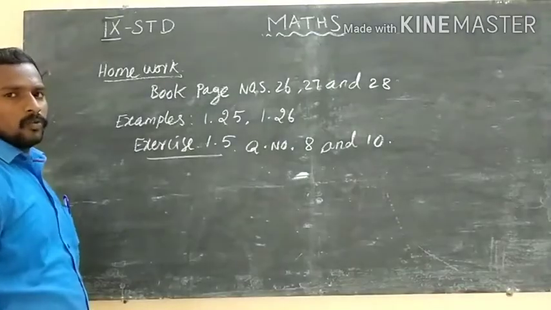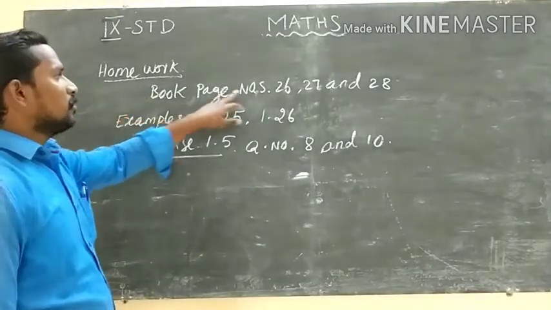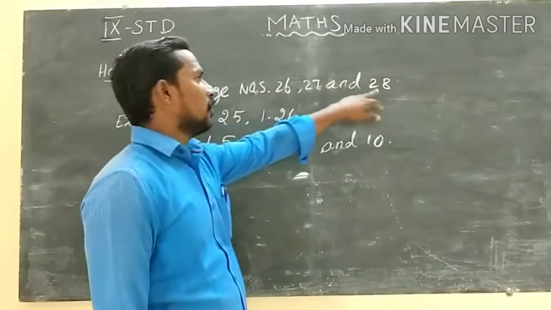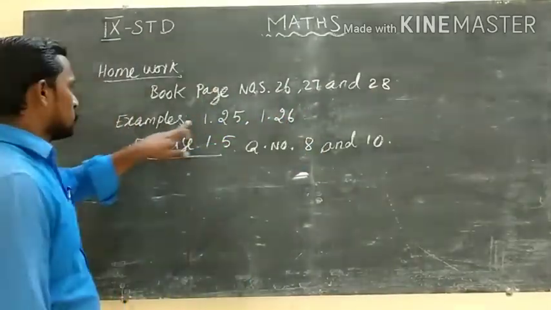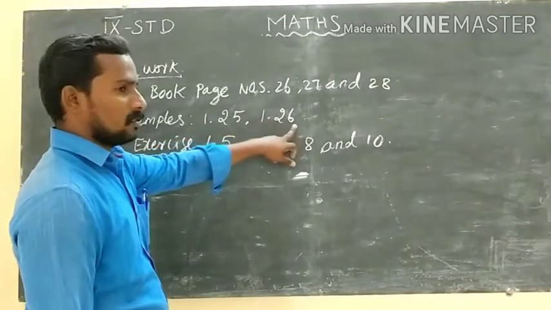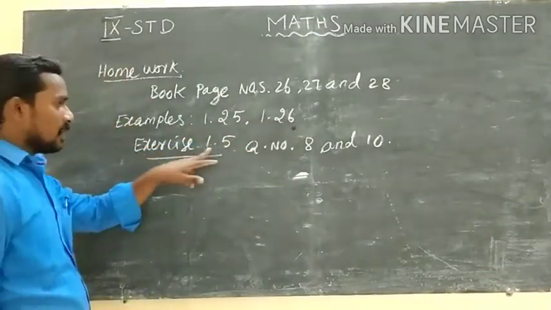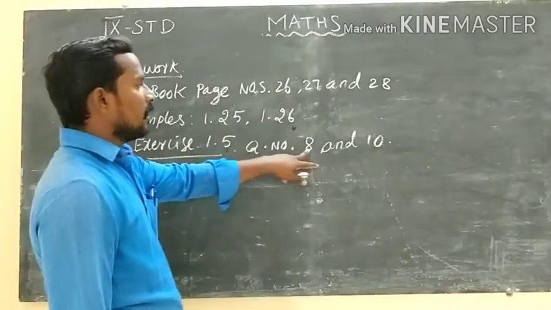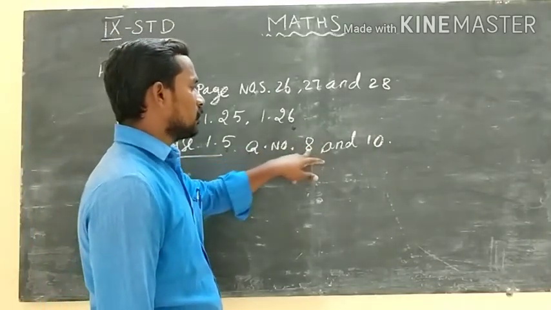Okay, dear students, today's homework: book page numbers 26, 27 and 28. Examples 1.25 and 1.26, two examples. And exercise 1.5, question number 8, the incomplete question 8, and 10.